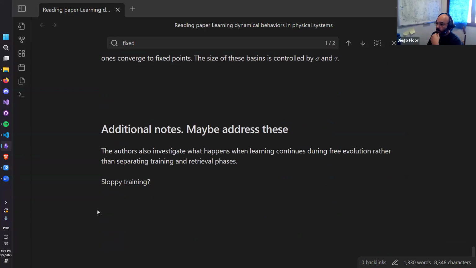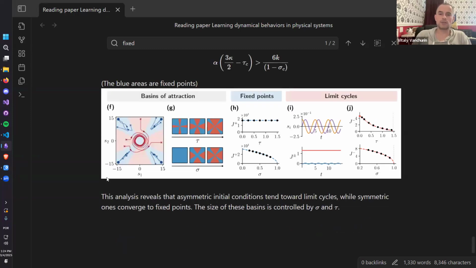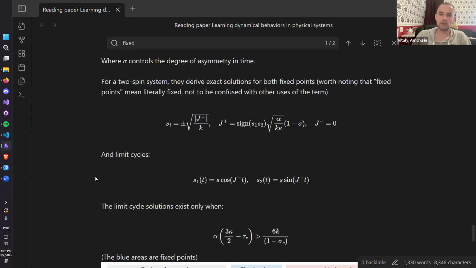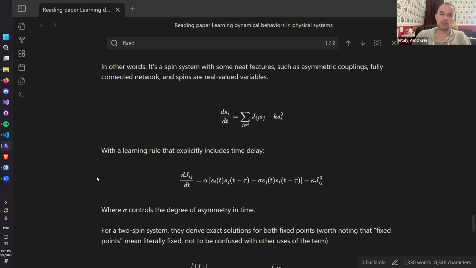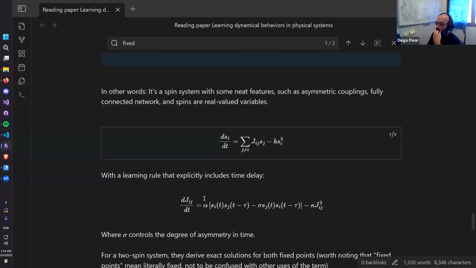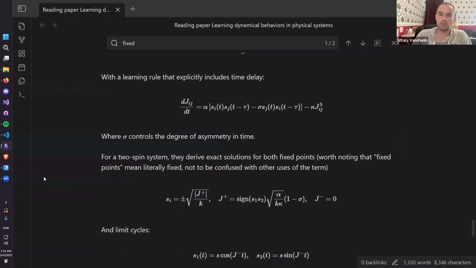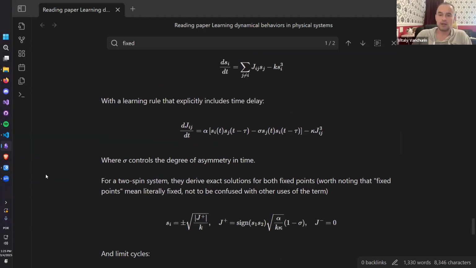I have some additional notes that I was going to address. This is what you mentioned: what happens when learning continues during evolution. In this last model, there are two equations. There's one for S, for the spins, and one for J, for the couplings. You see here there are two equations. One is for activation dynamics. So if you fix J, yeah.